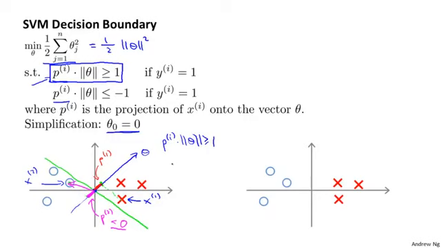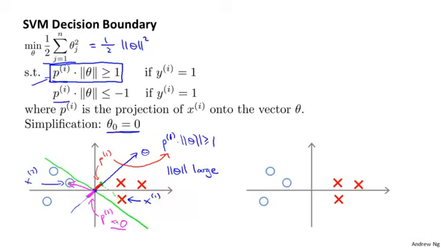So the problem with P1 over here is that if P1 is pretty small, that means we need the norm of theta to be pretty large, right? Because if P1 is small, and we want P1 times the norm of theta to be bigger than or equal to 1, well, the only way for that to be true is for the product of these two numbers to be large: if P1 is small, as we said, the norm of theta has to be large.